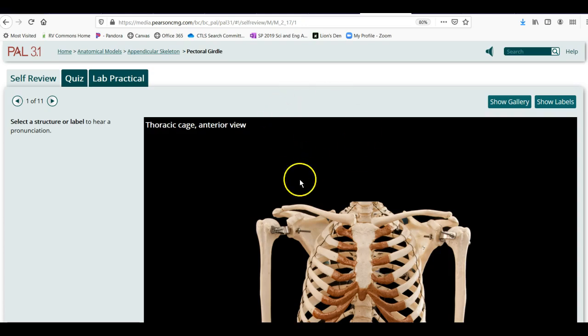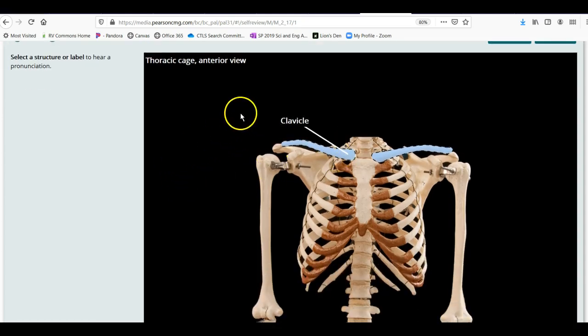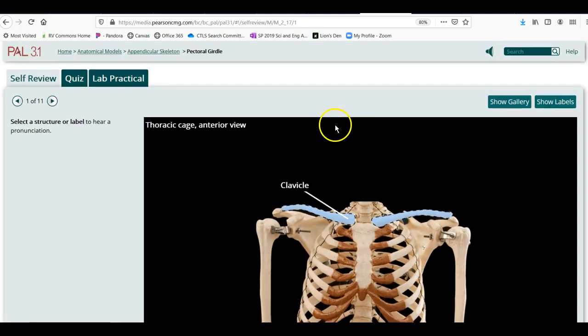Whoops, my mouse is freezing up on me. I don't like the new adapter I had to buy. It's weird. But clavicle, I think, oh, this is just doing clavicle. Oh no, it won't do the whole scapula, but it will do clavicle.